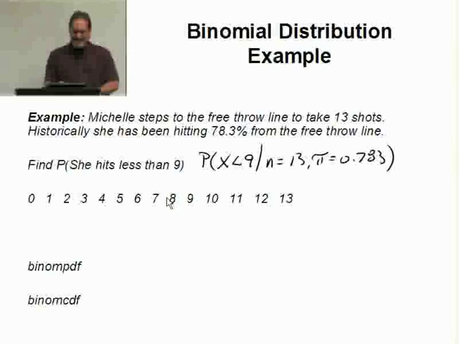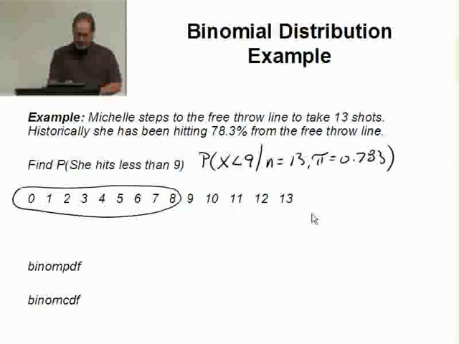Now, go to my picture here. What's it mean to be less than 9? Well, that means I'm going to draw a circle or box, whatever, from 0 to 8. That means this is equal to the probability x is less than or equal to 8, given that same information. Well, I should probably keep writing that just for consistency here.